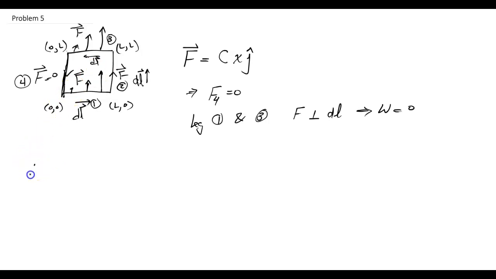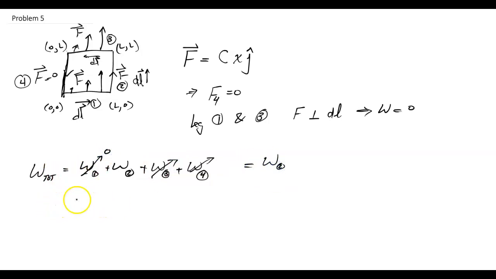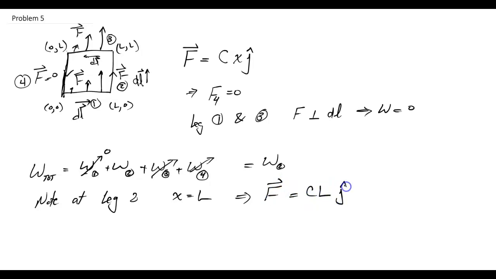So the total work is going to equal work from leg 1 plus work from leg 2 plus work from leg 3 plus work from leg 4, but all of them except for leg 2 are going to be 0. And note that for leg 2, the x value is L, so that means that our force is going to be C times L j hat.